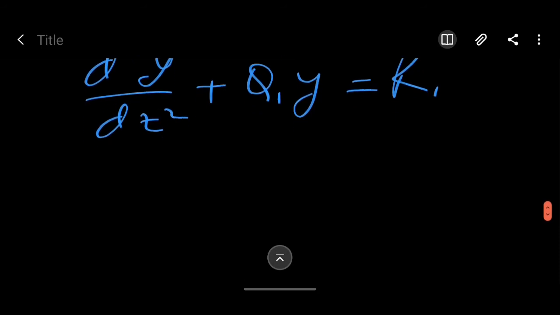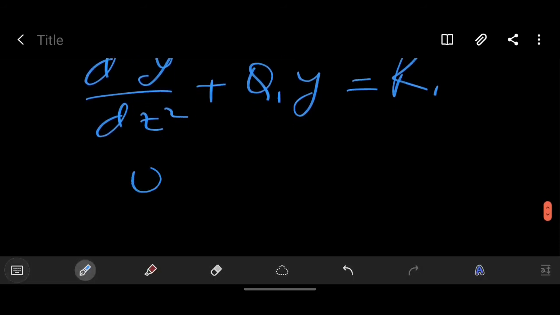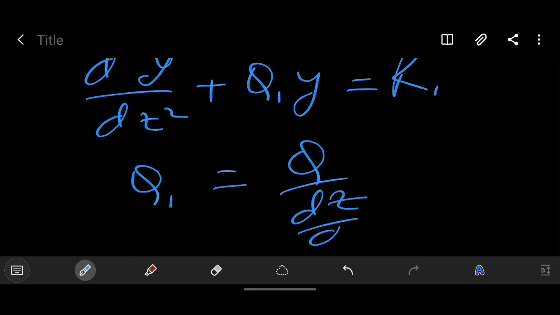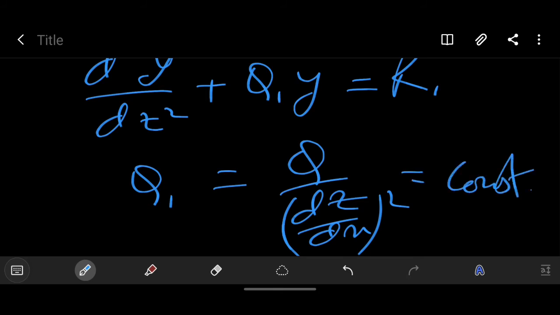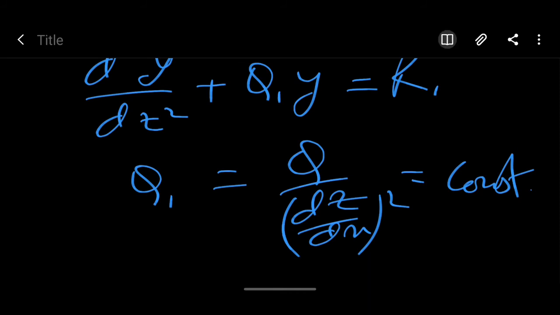So here we take q1 is equal to q by (dz/dx) whole squared, right? When solving the problems, we will always take this q1 to be constant. So this is constant. We'll solve one example to make it clear.